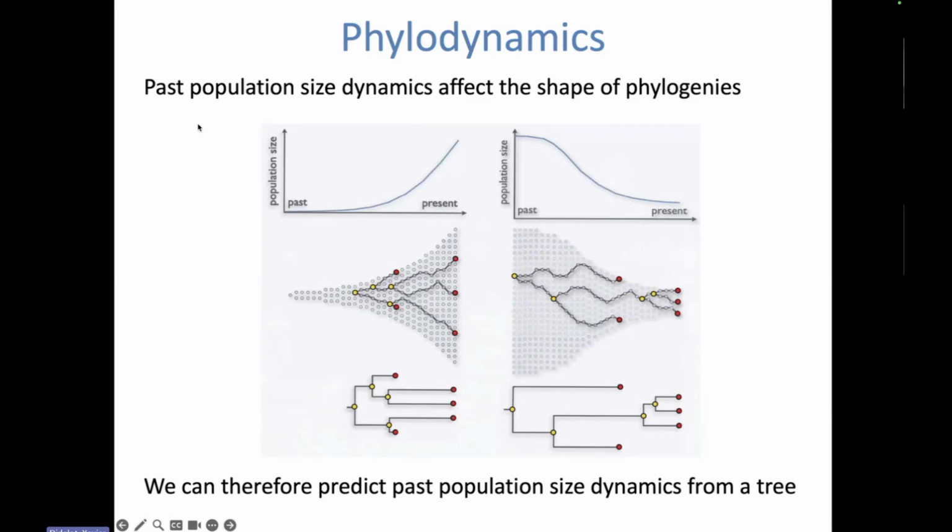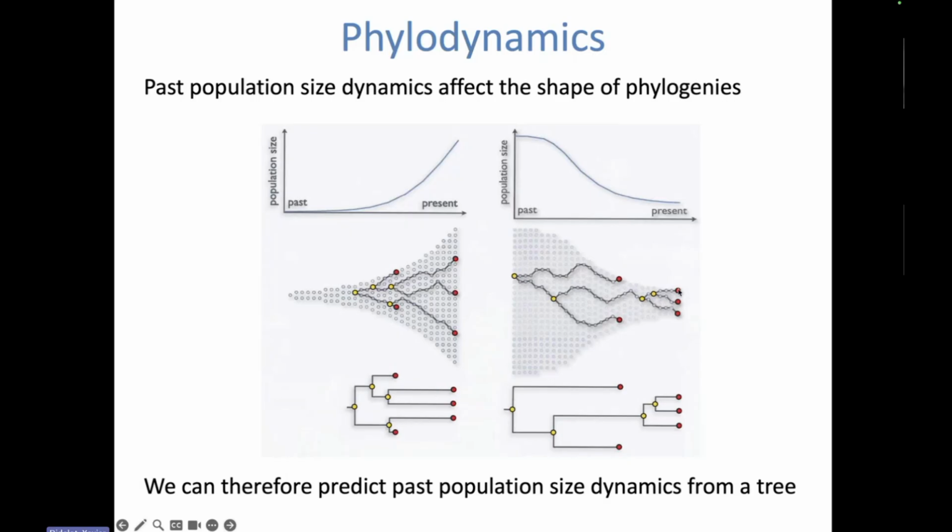So phylodynamics is the idea that past population size dynamics affect the shape of the phylogeny that we see. For example, if the population size increased like this, then the phylogeny we see might look like the one on the left-hand side, right? In the context of all the bacteria that existed over time. And so the phylogeny we see looks like the one on the bottom left. Whereas if the population size was decreasing over time, then you're going to see something very different.